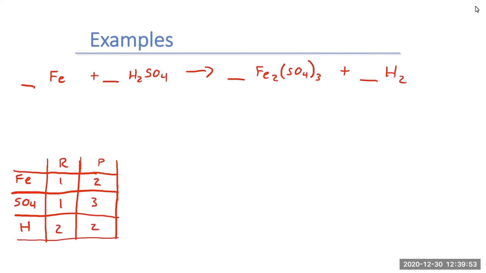One other thing, if I have an element by itself, like my iron on the reactants here, since it's by itself, I'm going to save that as one of the last ones to balance because it's easiest to add a number in front of that iron than it is to start switching everything else around.